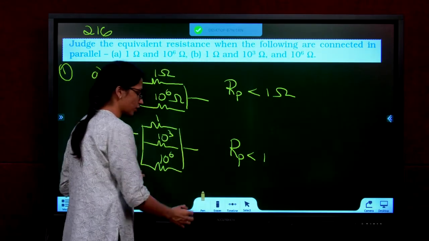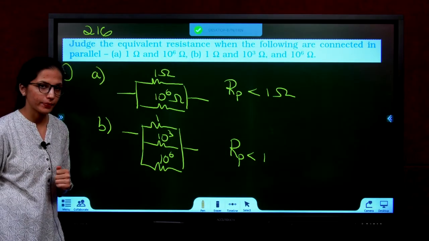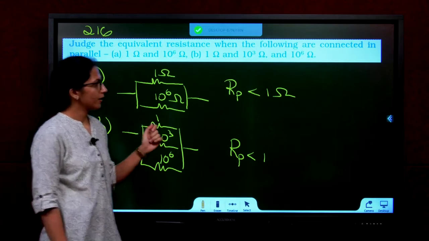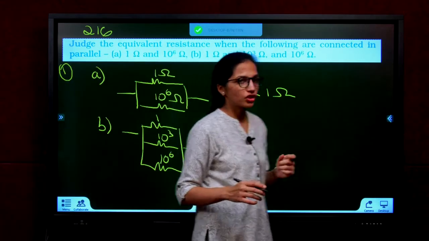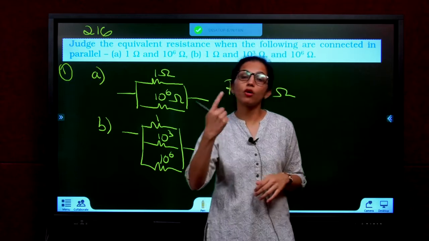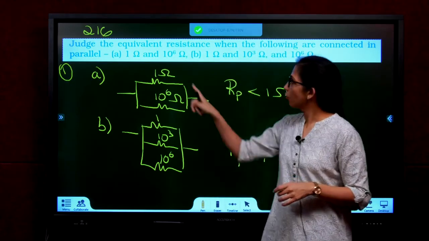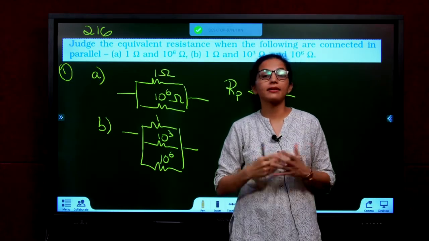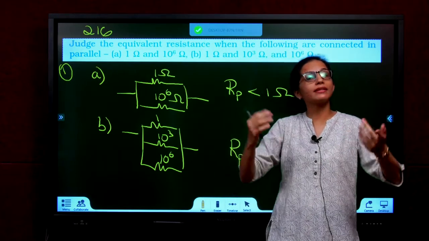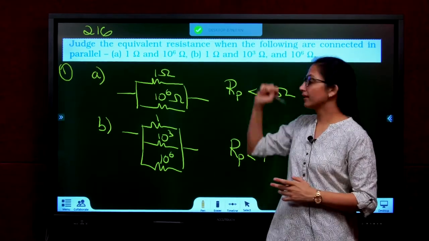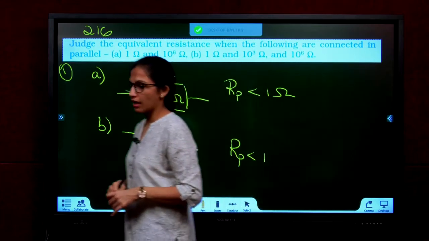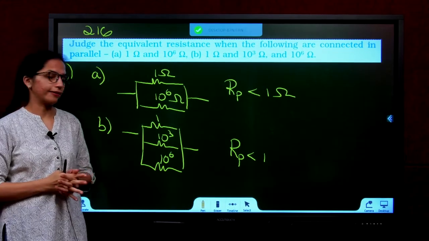If the same question was asked for series, what would be your answer? In series combination, the total resistance is more than the highest resistance. Who is higher? 1 or 10 power 6. 10 power 6. So Rs would be more than 10 power 6. Same thing applies for this question too. I hope this is understood and clear.